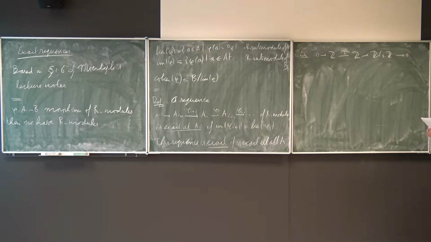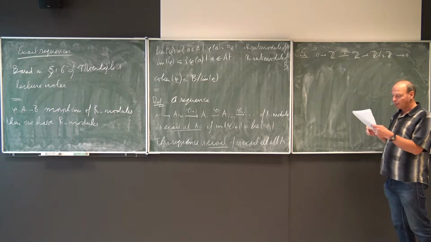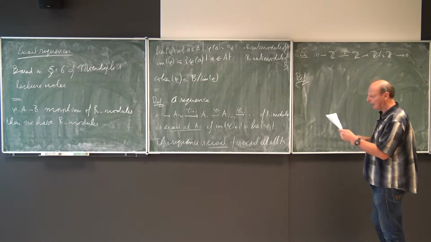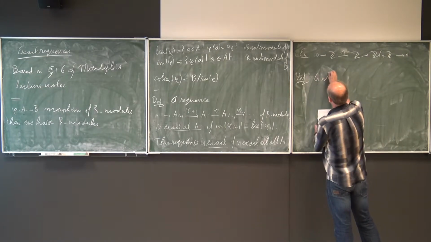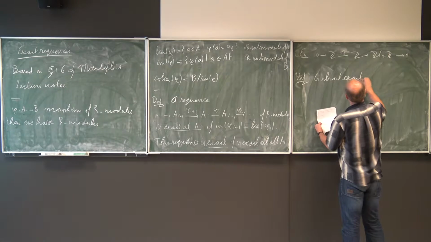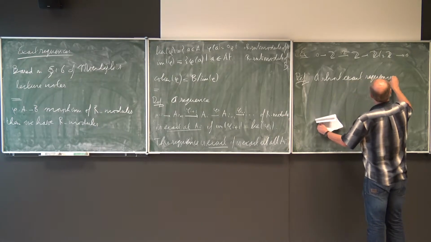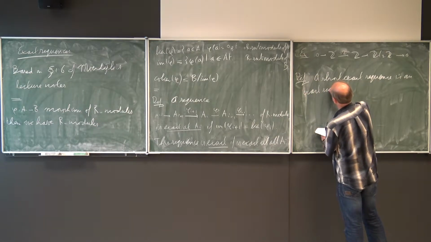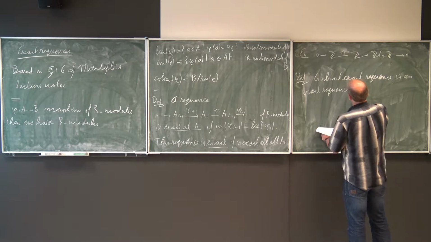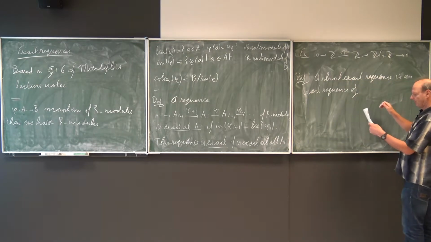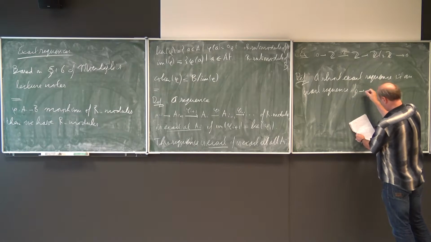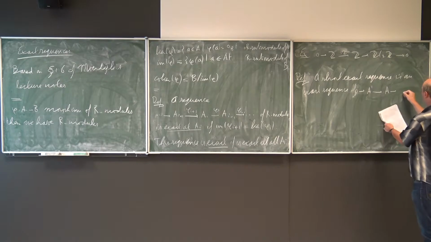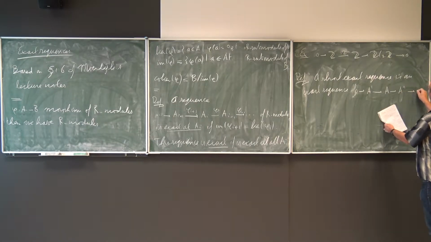So, in fact, such a type of exact sequence has a name. So a short exact sequence is an exact sequence of the following shape. 0 goes to some A prime, goes to some A, goes to some A double prime, goes to 0.